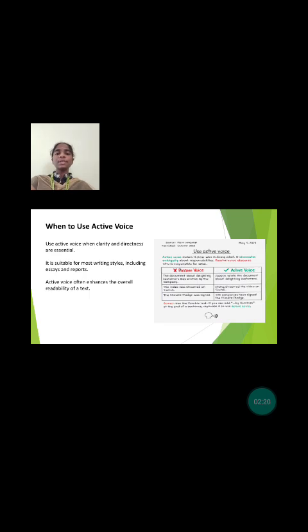When to use active voice? Use active voice when clarity and directness are essential. It is suitable for most writing styles, including essays and reports. Active voice often enhances the overall readability of the text.